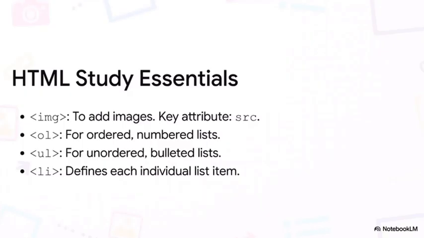Okay, let's do one final lightning-fast review. Image, with its key attribute source, is for all your pictures. OL is for your numbered lists. UL is for your bulleted lists. And LI is for every single item that goes in those lists. See, you've totally got this.